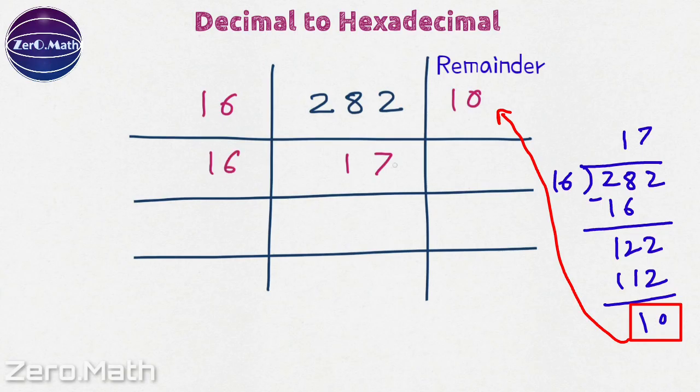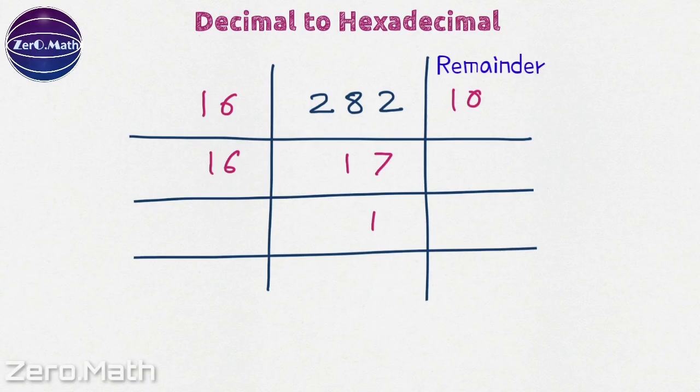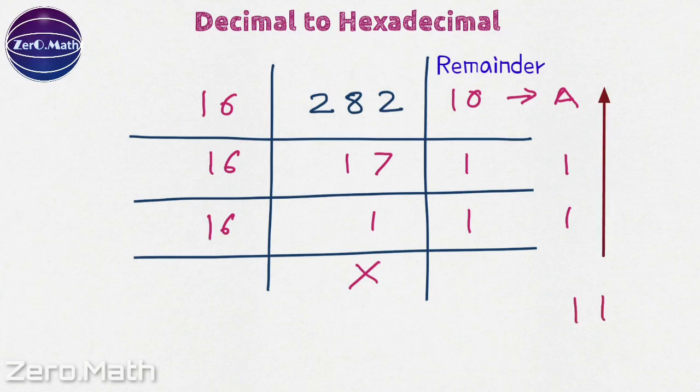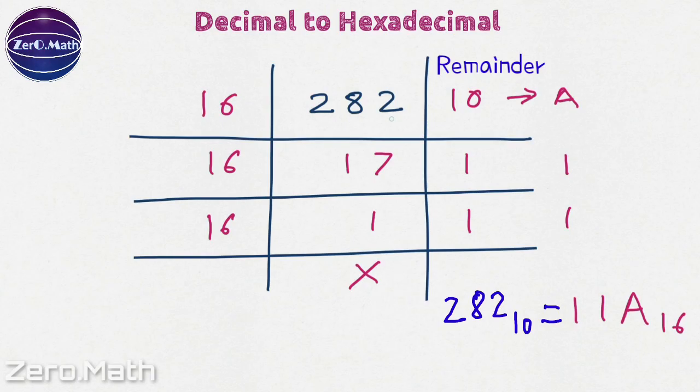Now how many 16 can go into 17? It's 1. We're leaving remainder as 1. How many 16 can go into 1? Nothing. It will give me remainder as 1. We know that in hexadecimal, the number 10 is represented by the letter A. 1 and 1 will be as it is. Now let's write down this number from bottom to up to represent it in hexadecimal format. So it will be 1, 1 and A, which means 282 base 10 equals 11A in base 16, which is the hexadecimal number system.